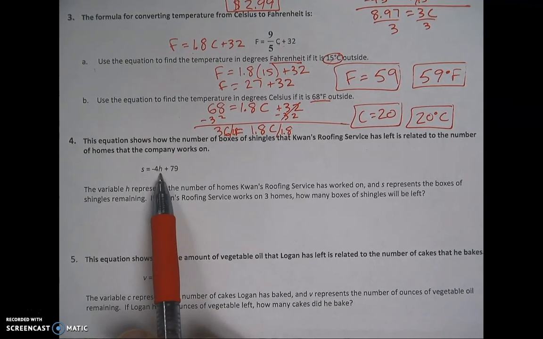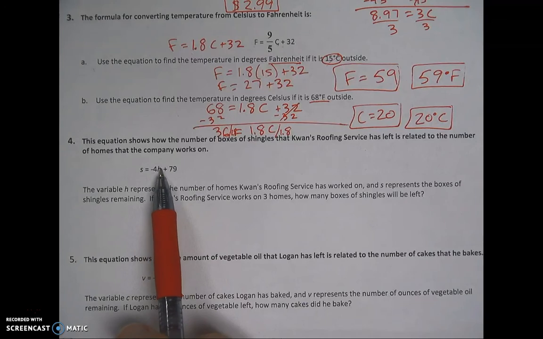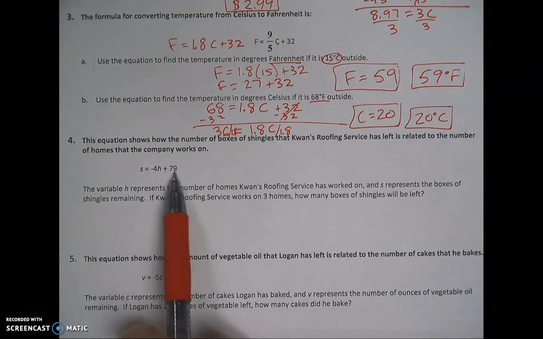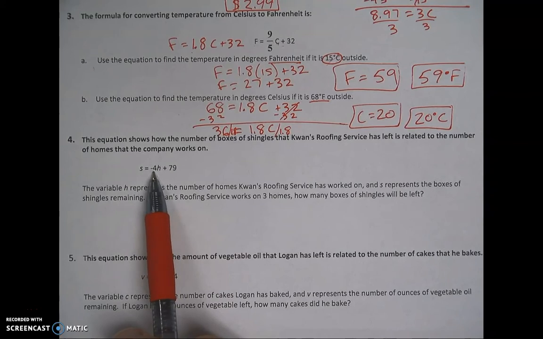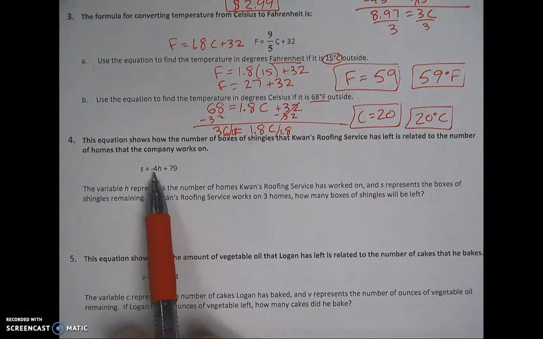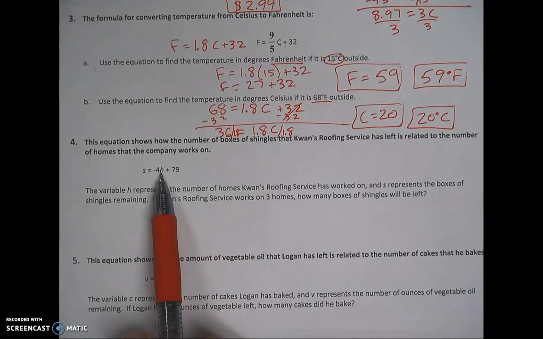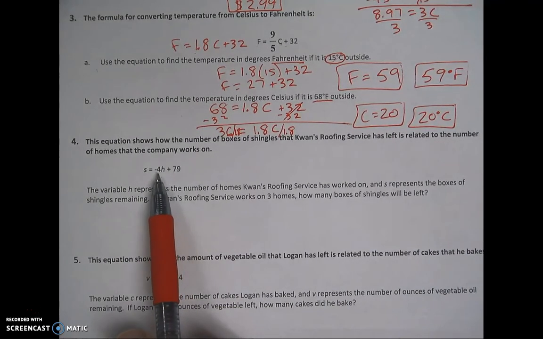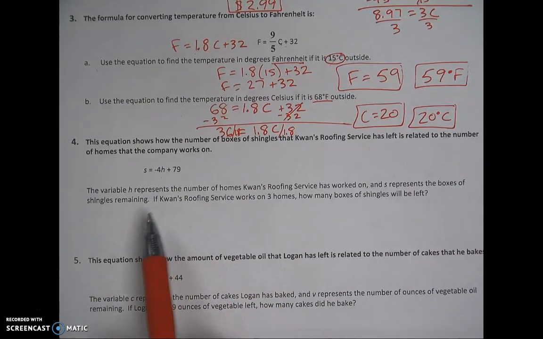So the more homes you plug in for H, the bigger this negative number becomes when you multiply, and that actually makes this final S smaller because you're making this a negative and you're knocking it off the 79. So as we look at this equation, 79 actually represents the number of boxes they're starting with, and then every single house is taking 4 off of that because you put in 1. Negative 4 times 1 is negative 4, so that negative 4 comes off. Or if you plugged in 2 houses, negative 4 times 2 is negative 8, so then negative 8 would come off of the 79. So every house takes off another 4 boxes of shingles from the 79, and then that's what you're left with.